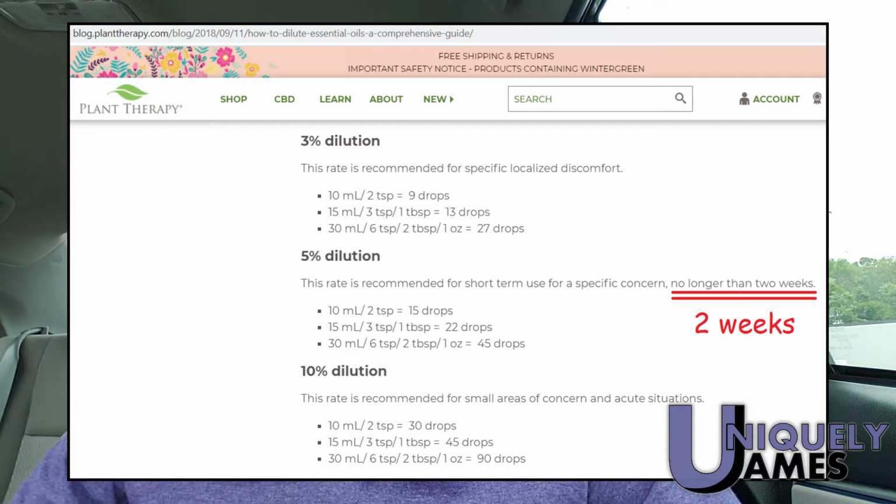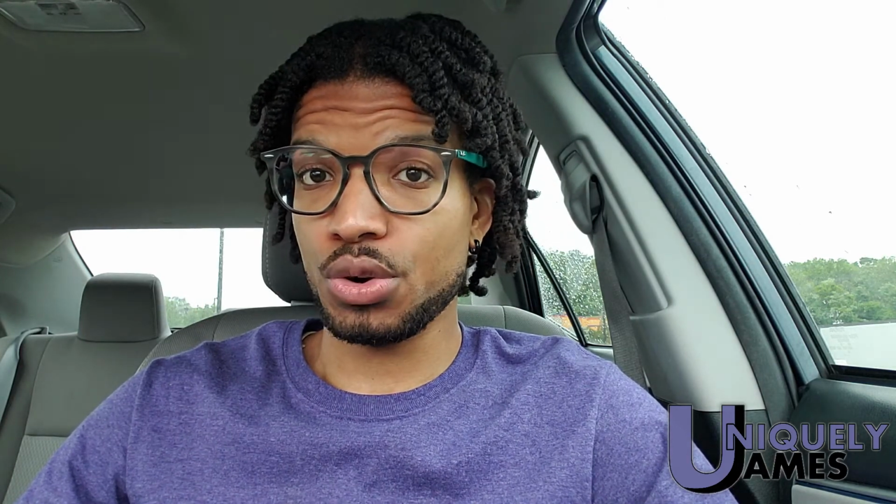Now, for short-term use, I have no idea what they classify as short-term use, but if I find out, I will put it on the screen for you. But yeah, and then the 10% dilution ratio calls for 90 drops of essential oil for every 1 fluid ounce of your carrier oil. This is recommended for only small areas of concern, and I'm pretty sure that definitely has to be short-term use as well.